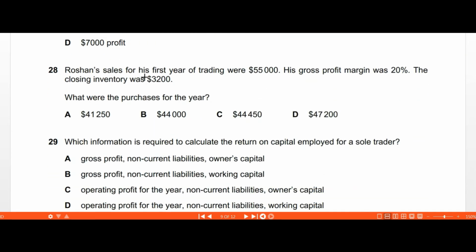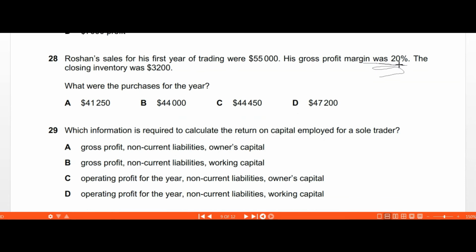Moving on to question number 28. Roshan's sales for his first year of trading were 55,000. His gross profit margin was 20%, so the gross profit as a percentage of sales is 20%, and closing inventory was 3,200. What were the purchases for the year? Now in order to calculate this, we know that gross profit is 20% of the sales, so 20% of 55,000 will be 11,000.